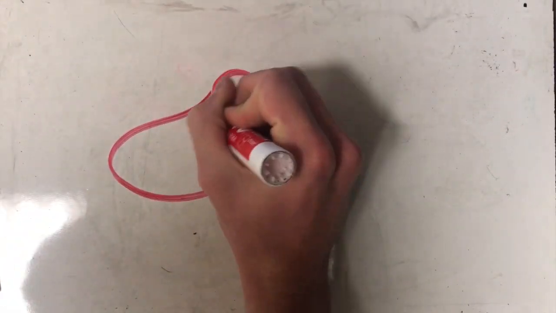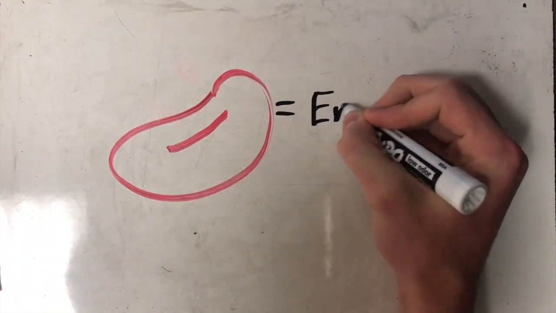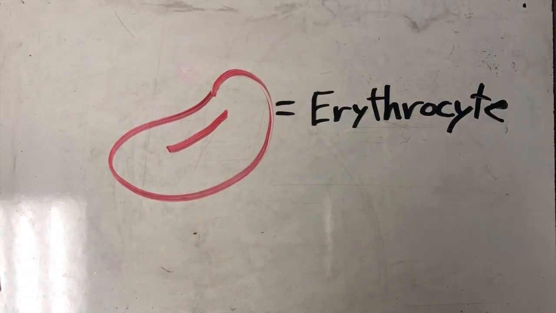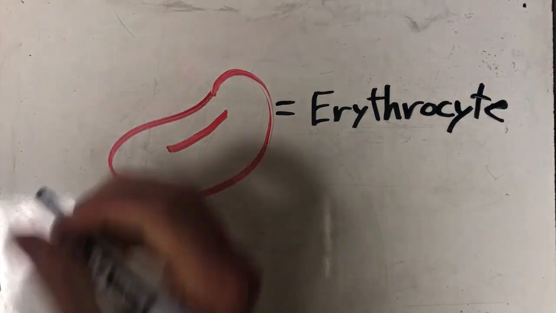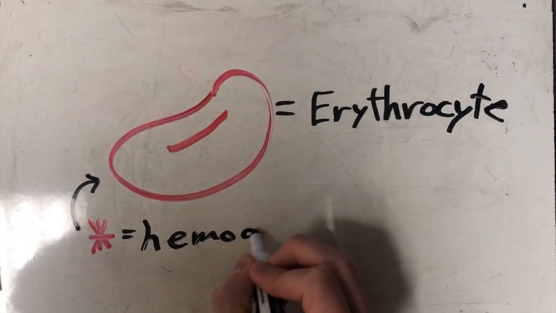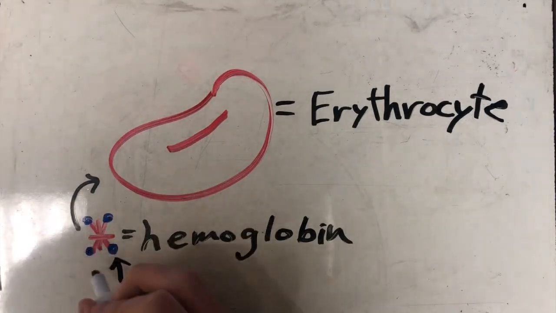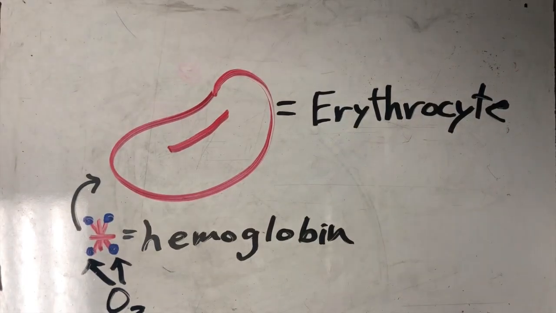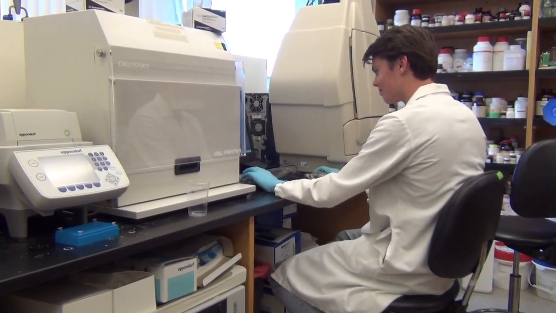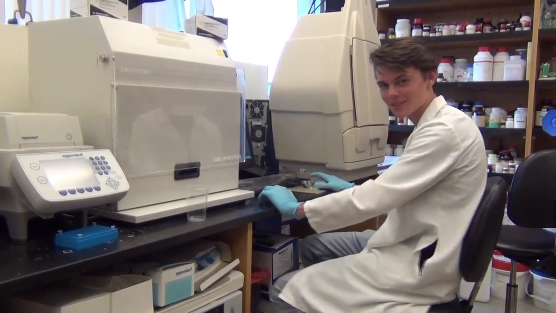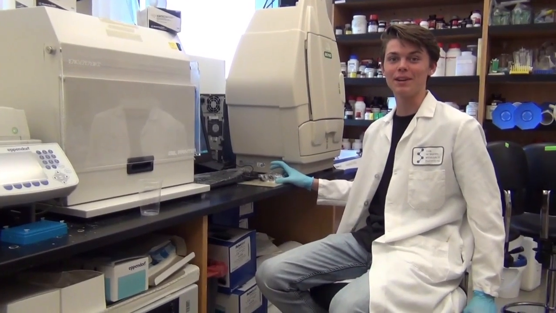Red blood cells are also called erythrocytes and are biconcave in shape. They contain hemoglobin, which is responsible for oxygen transport. The biconcave shape of red blood cells allows them to have an increased surface area for increased binding of oxygen. Red blood cells are biconcave.